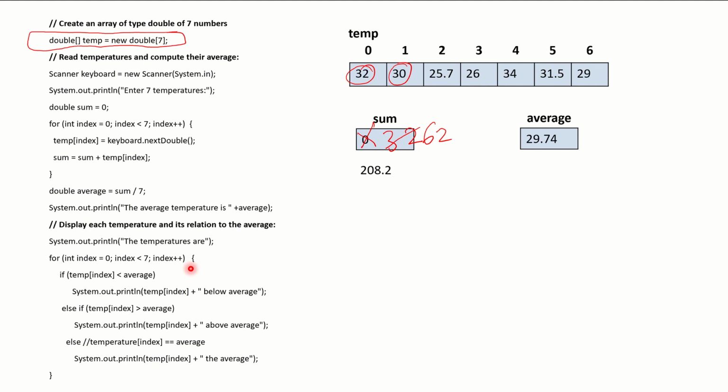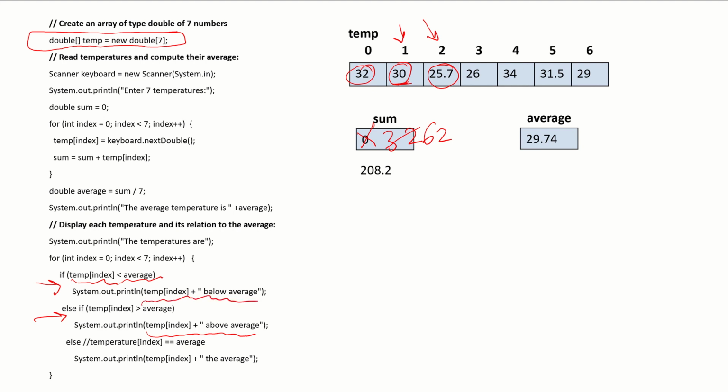We will increment the index. So now we are going to the second value, location 1, and we go to temp at location 1, which is 30, and we say: is it below the average, which is 29? It's not. Is it above the average? Yes. So output this message: 30 is above the average. If you go back and increment index, you will be looking at index 2 and the value 25.7. Now you say, 25.7, is it below the average? Yes, so you output a message: 25.7 is below the average.